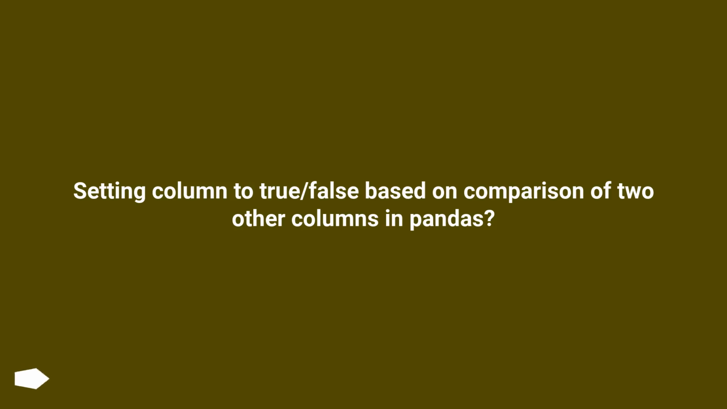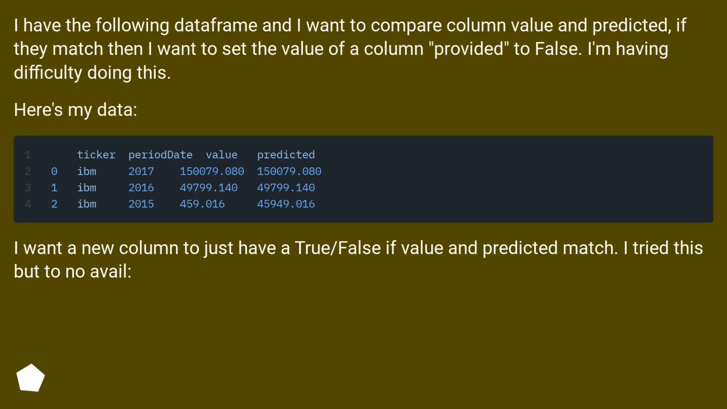Setting column to true/false based on comparison of two other columns in pandas. I have the following data frame and I want to compare column value and predicted. If they match, then I want to set the value of a column provided to false. I'm having difficulty doing this.